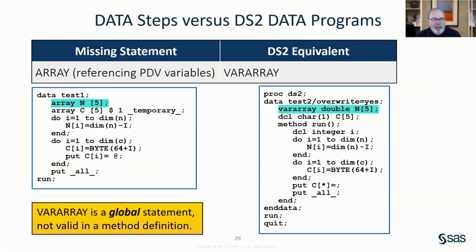The next thing I discovered missing in DS2 was the array statement. I use arrays extensively in my data step programming, and I was very disappointed to think that I would not have arrays available to me in DS2, but it's not true.